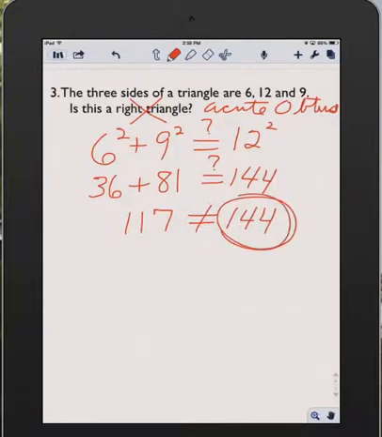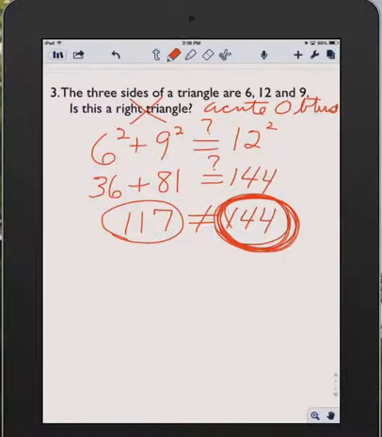The square of the longest side is bigger or larger than the sum of the squares of the two shorter sides. The value on the right, as I have it written, is too big to have been the square of the hypotenuse. It should have only been 117. Because it's bigger than that, larger than that, it means that it's an obtuse triangle.